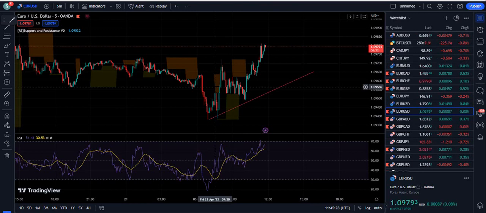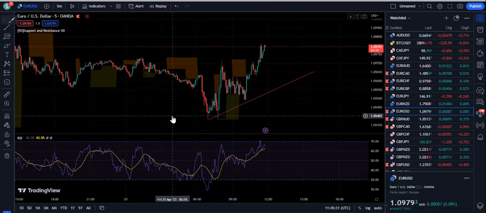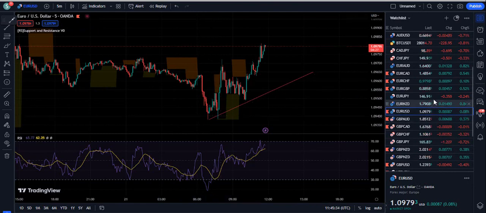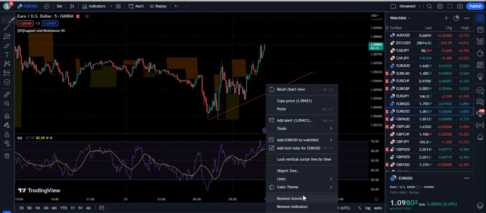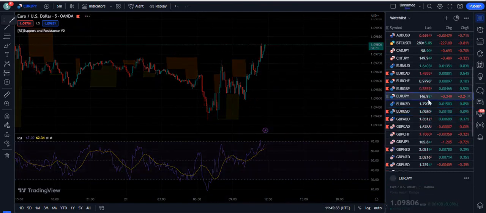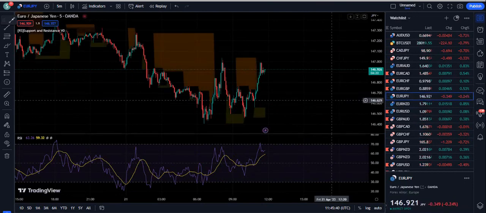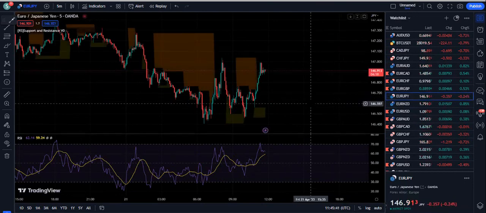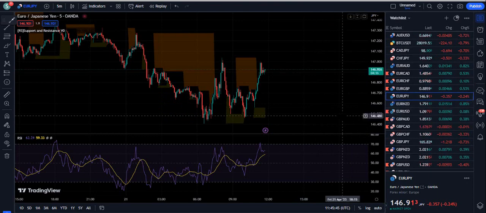Another pitfall is ignoring the broader market context while using the RSI. This is another problem where traders make mistakes. The RSI measures the momentum of an asset, but it doesn't take into account the overall market conditions. That's the simple answer.